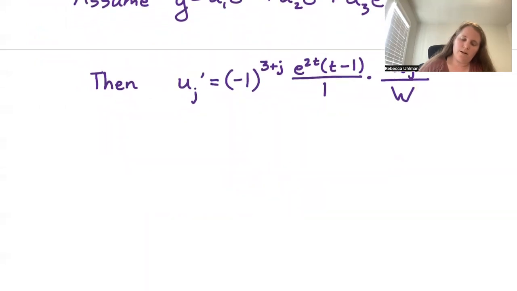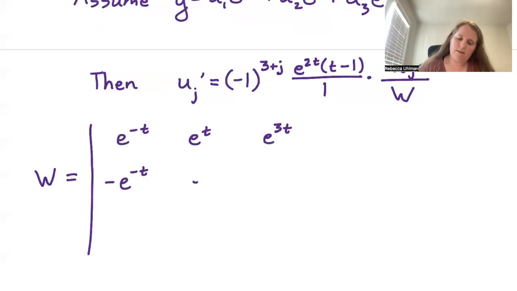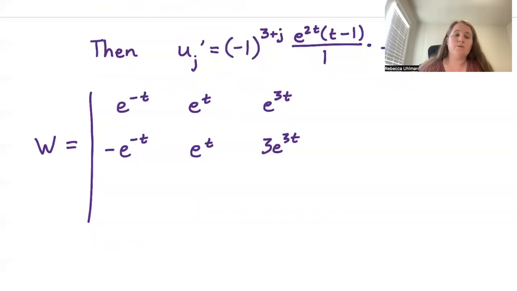So we are looking at the matrix. So W is the determinant of our matrix Y1, which is e to the negative t, Y2, e to the t, Y3, e to the 3t as our first row. And then we take the derivatives going down. So we have negative e to the negative t, e to the t, and 3e to the 3t as our second row. Taking derivatives one more time, we would have e to the negative t, e to the t, and 9e to the 3t as our last row.